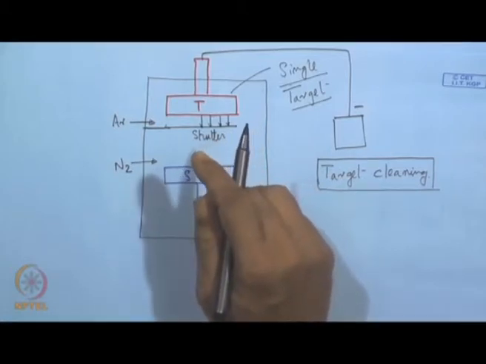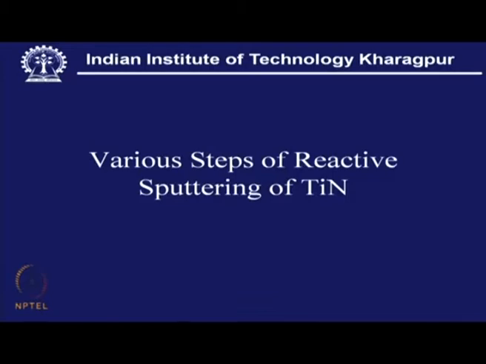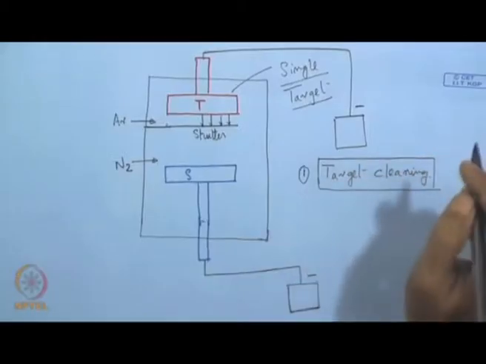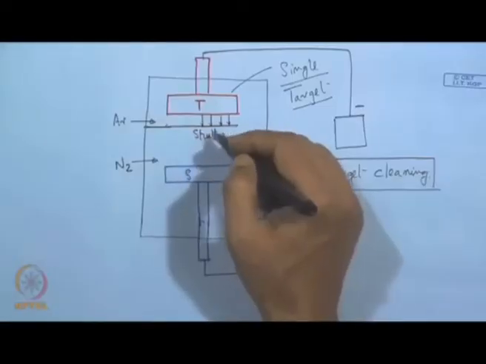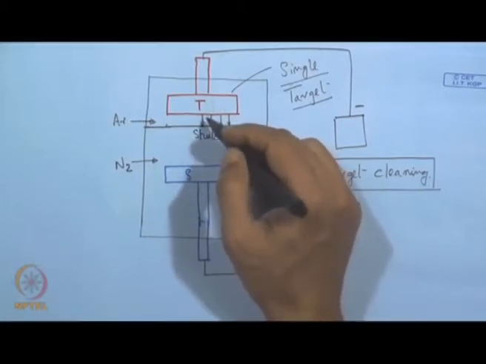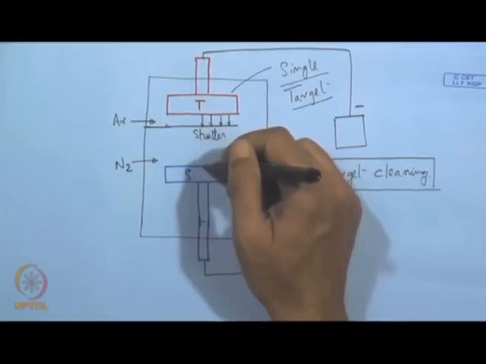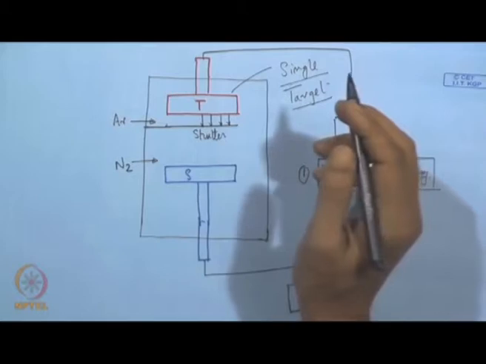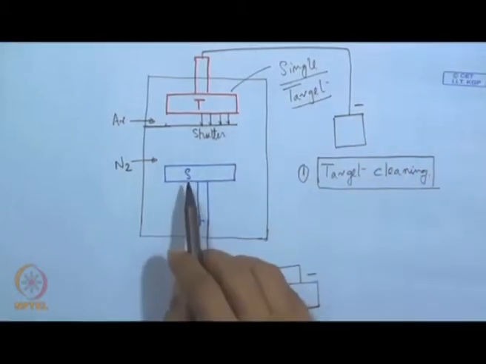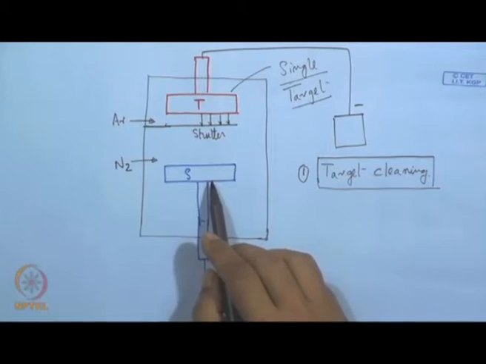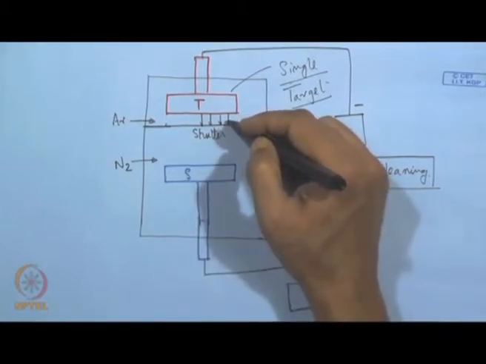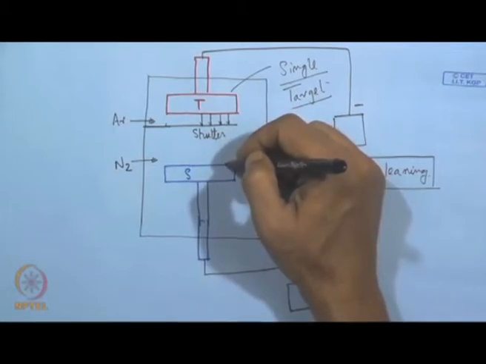When we mention the various steps of reactive sputtering of TiN, step number 1 is target cleaning, and once this is done, say for 30 minutes or 15 minutes, whatever the time span may be, the shutter will be opened or removed. Thereby the ion flux is directed on the surface, and at this point we have to charge the substrate with negative polarization. With this negative polarization, the titanium neutral will become a titanium ion, and this titanium ion will be attracted towards the surface.